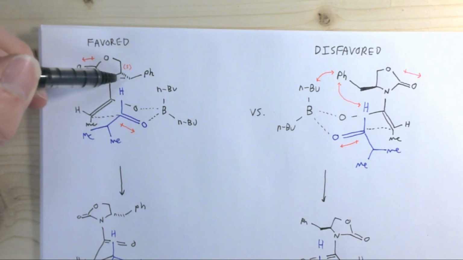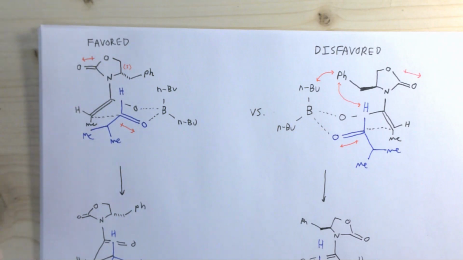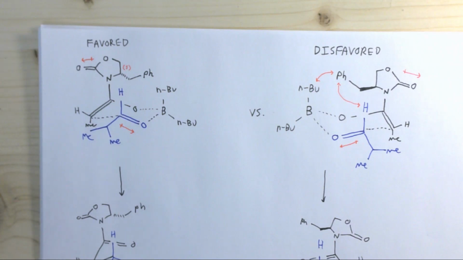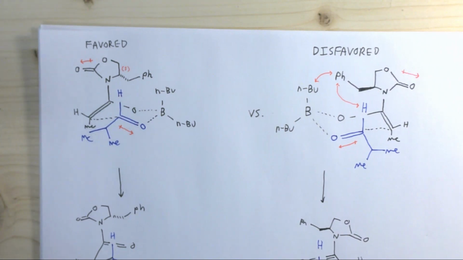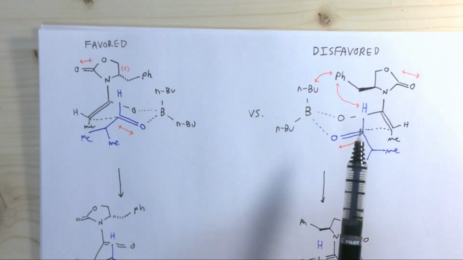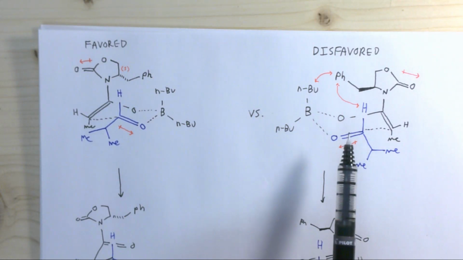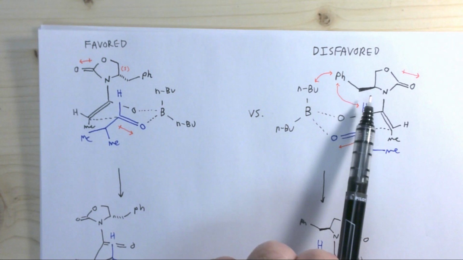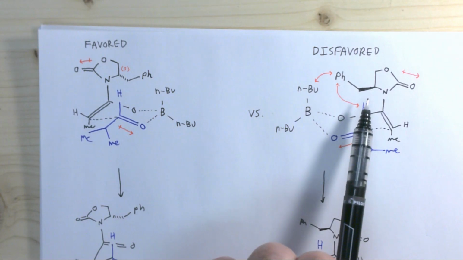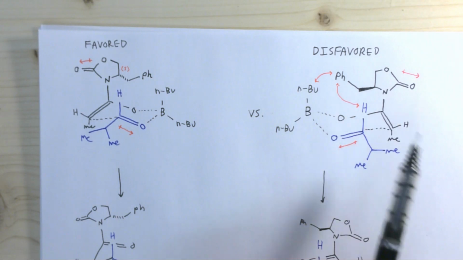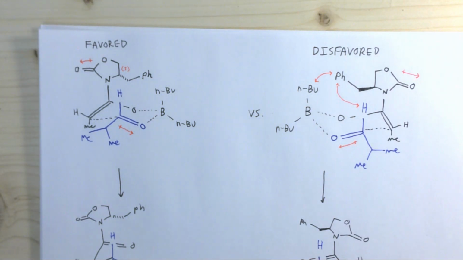And then you're going to fill in your stereocenter. And if your aldehyde is approaching from the opposite side of the bulky group on the auxiliary, then you've got the right chair. If the aldehyde is approaching on the same side as the R group or the bulky group on the chiral auxiliary, then you've got the wrong chair, and all you need to do is to draw the other chair. Okay? That's how you do these.